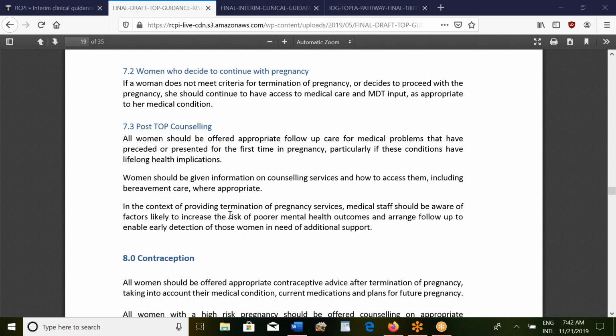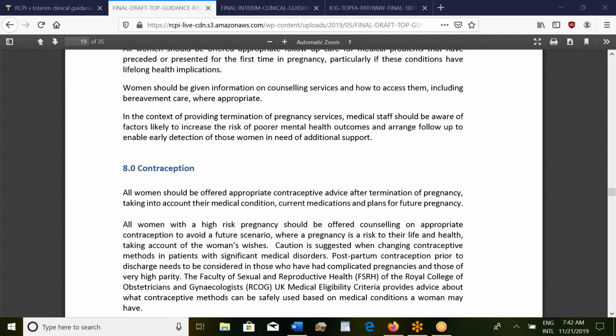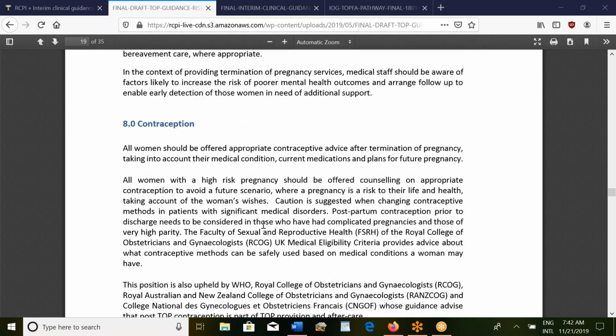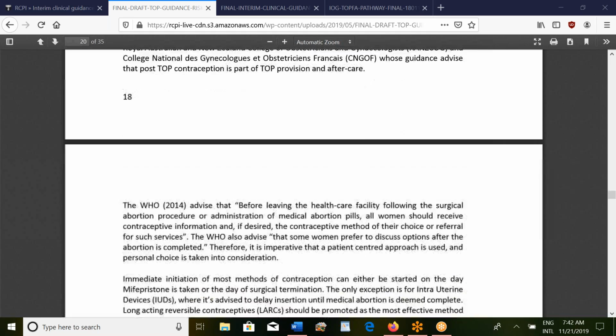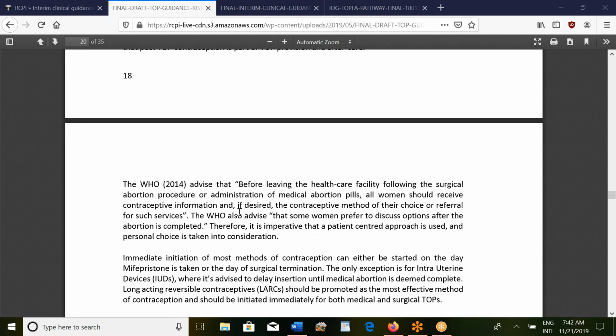Additional support is important, so ask about the social support system also. Then you need to offer her contraception also, because you are offering this termination of pregnancy due to some important thing, right? WHO also recommends that for such patients who are coming for termination of pregnancy because of their condition, you should give them appropriate contraception before they leave the premises of the hospital.